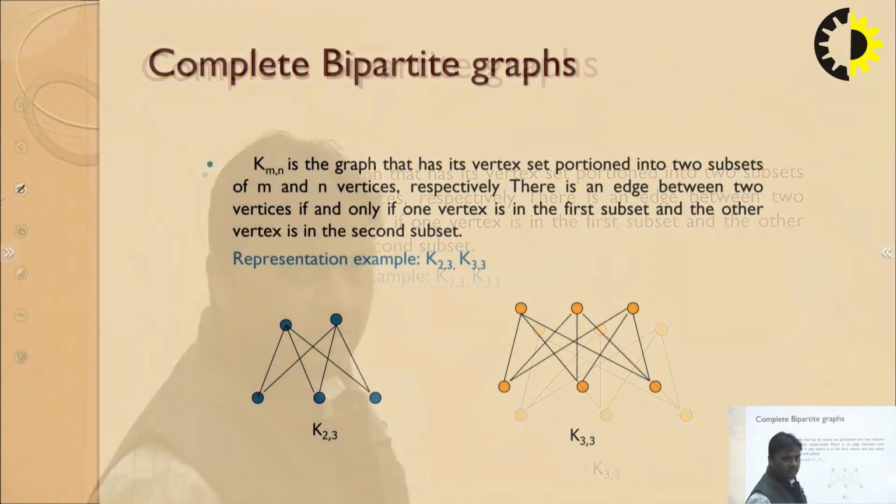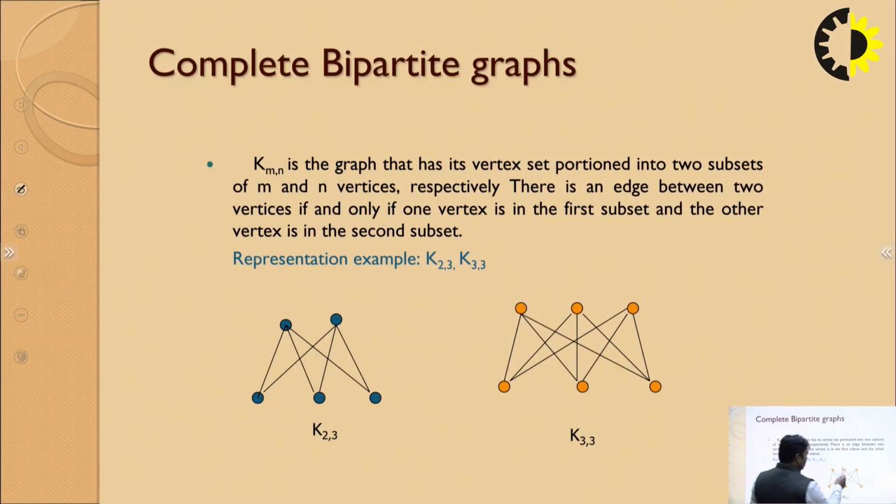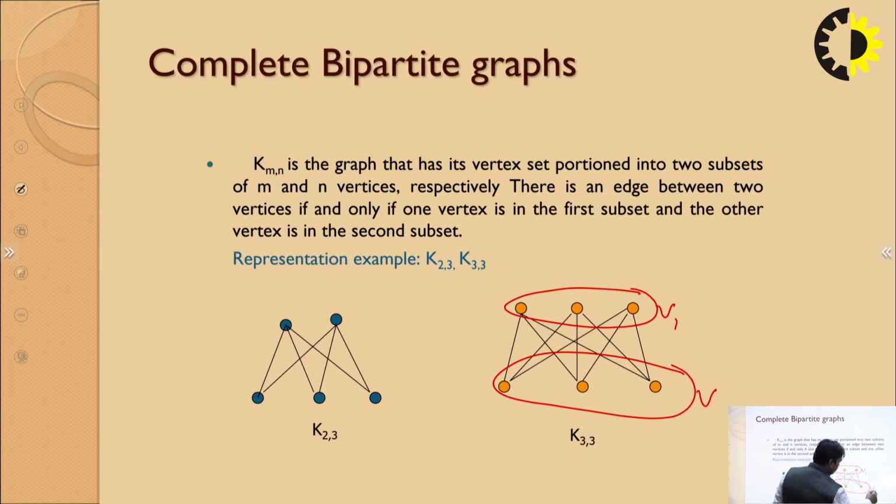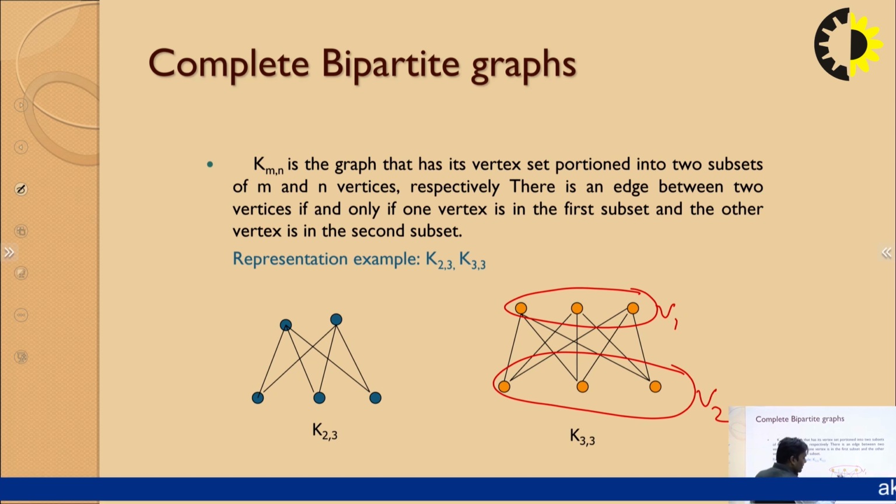Complete bipartite graph: if all the vertices of V1 are connected with all the vertices of V2, then this graph is known as a complete bipartite graph. This complete bipartite graph is represented by the symbol K m,n. This is the complete bipartite graph with 3 vertices and 3 vertices, K3,3. This graph is K2,2.